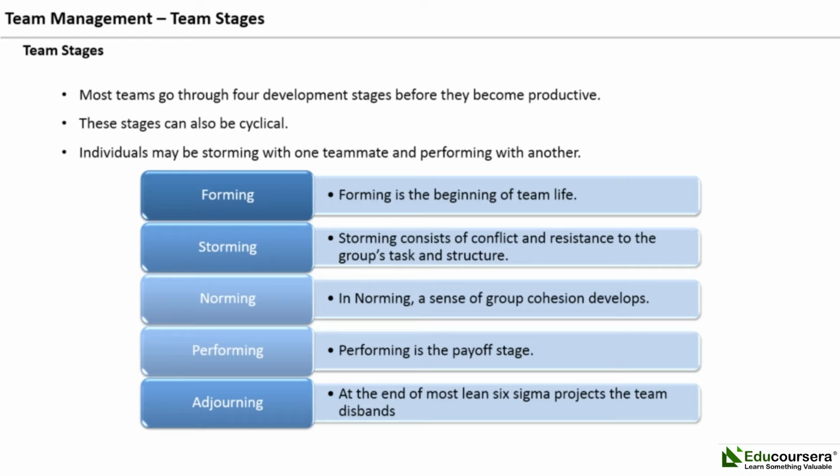Adjourning. At the end of most Lean Six Sigma projects, the team disbands. This step is called adjourning, to rhyme with the 4 other team stages: forming, storming, norming, and performing. Adjourning is also a very common practice for other project teams, task forces, and ad hoc teams.